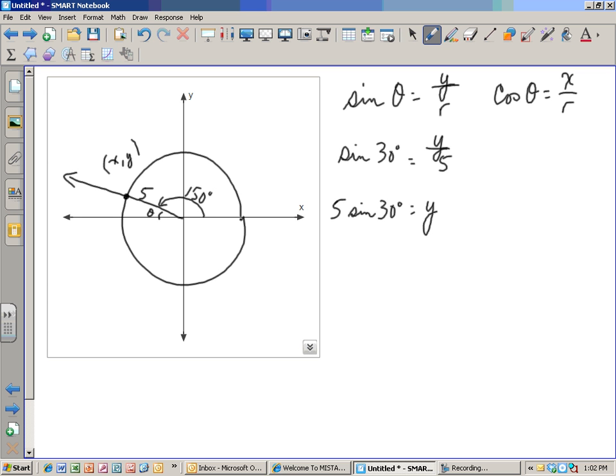I know what sine of 30 is. Sine of 30 is 1/2. And so the y value is 5/2. That's the y value. What is the x value? Kind of the same thing. If I multiply both sides by r, I have r times cosine of theta. That gives me the x value, doesn't it? And I gave you the radius as being 5 times cosine of 30 degrees, the reference angle. That gives me the x.